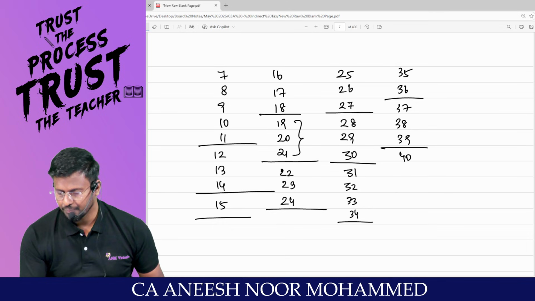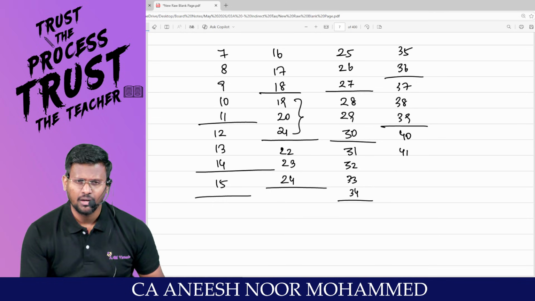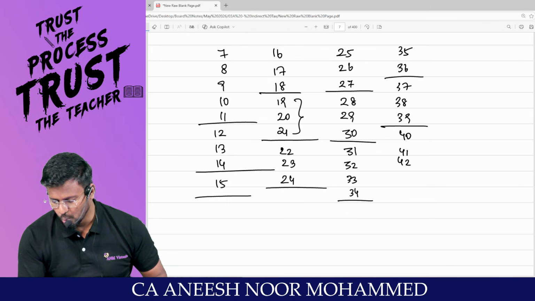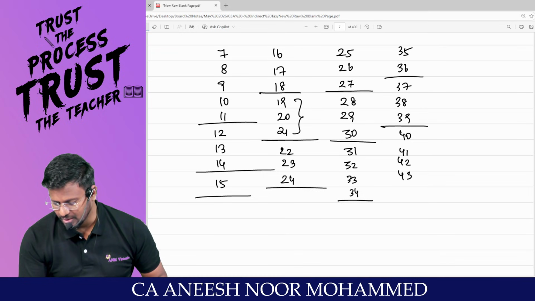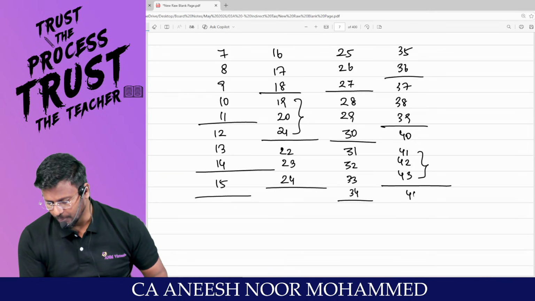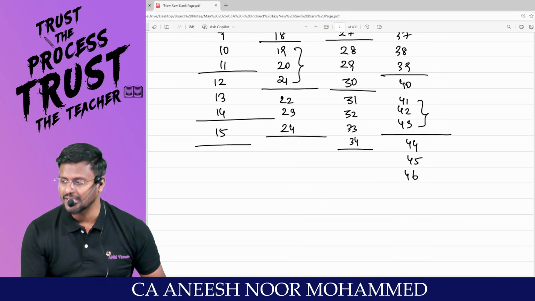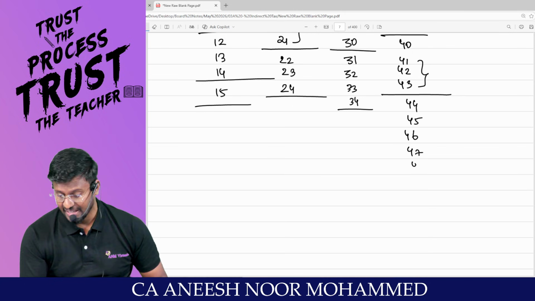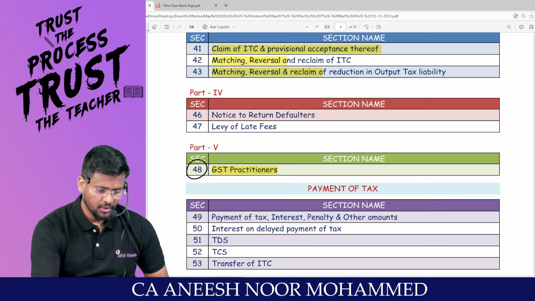Section 40, first return. 41, ITC on provisional basis, not there. 42, matching concept. 43, matching concept. Just for the flow of the sections we are saying. That's it. 44, annual return. 45, final return. 46, notice to return defaulters. 47, late fees. 48, that's it.